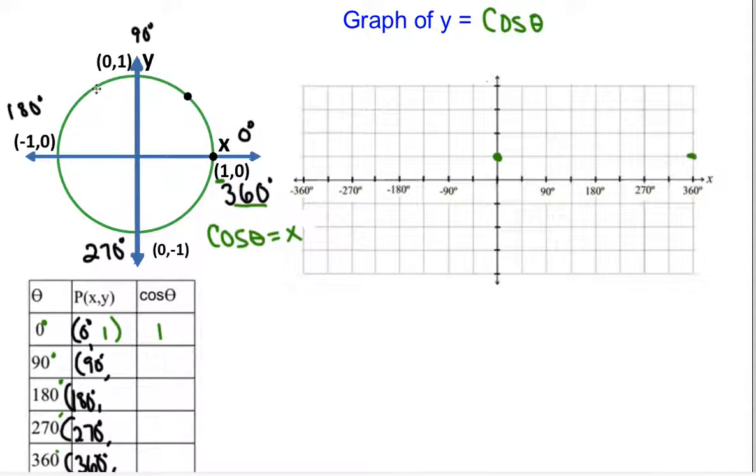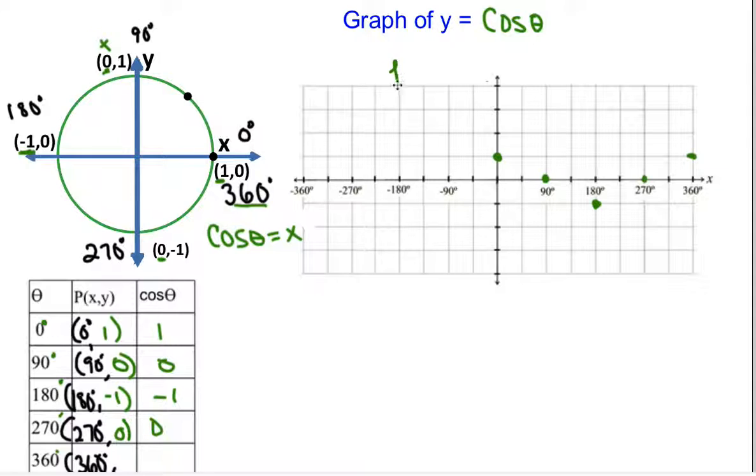So then at 90 degrees, our cosine, which is our x value, is 0. So that point, if we go to graph it, is going to be over to 90 and 0. Then at 180, our cosine of 180 is going to be negative 1. So that point is 180, and we go down to negative 1. Then at 270 we go back to 0. So at 270 my point is 270 and then 0. And then we've got our 360.